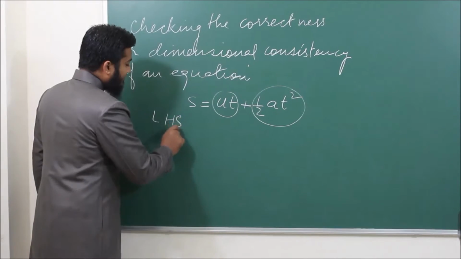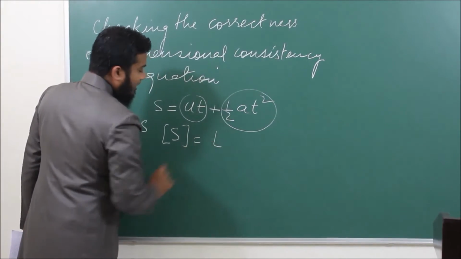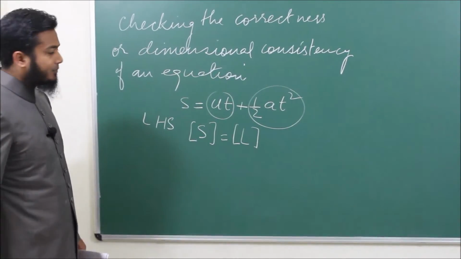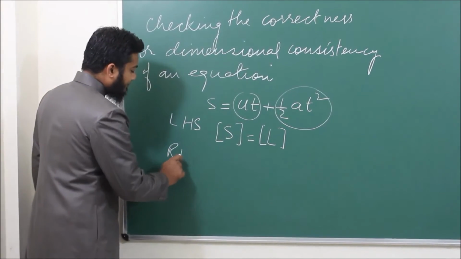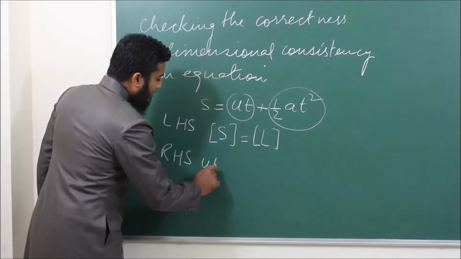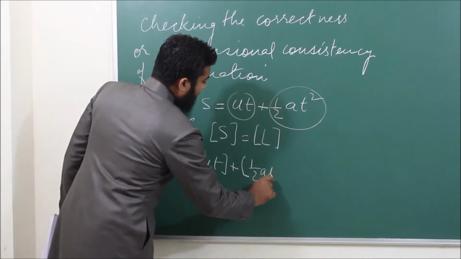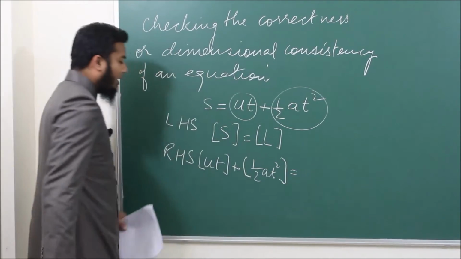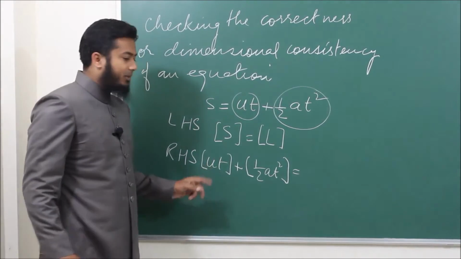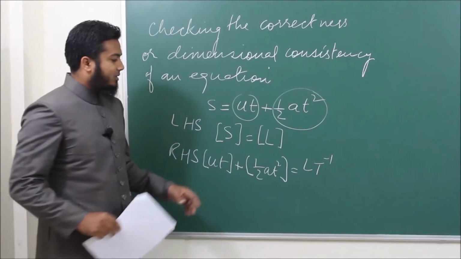On the left hand side we have S, and the dimensional formula for S is distance, which is length. So the dimensional formula for distance is L. And on the right hand side we have ut and half at square. So the dimensional formula for ut plus the dimensional formula for half at square. The dimensional formula for speed, last time we have seen, is Lt minus 1, and this t is time.